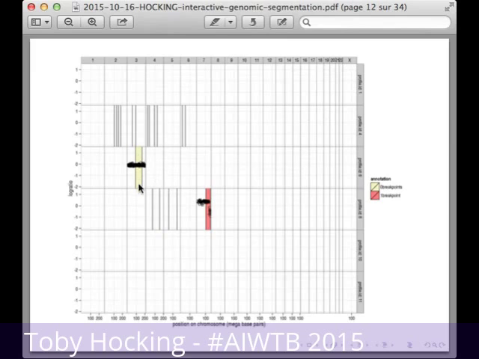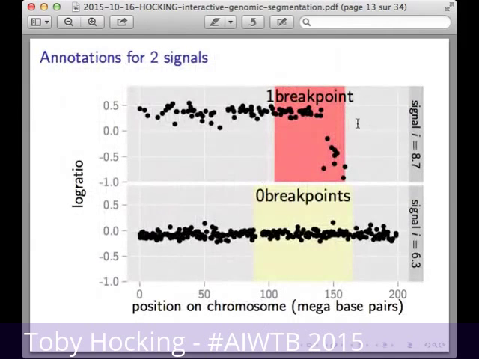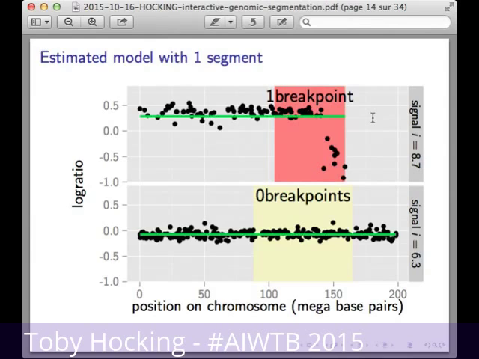I'm going to zoom in on these two profiles, one profile with a 0 breakpoints label, and one profile with a 1 breakpoint label. For these two signals, we have a sequence of maximum likelihood segmentations that we can fit. For example, here is the maximum likelihood model with 1 segment, right? This green line is just the mean of all of the data points. That's the maximum likelihood model with no changes. Same thing here for the other profile.